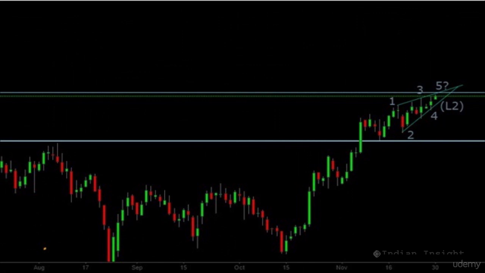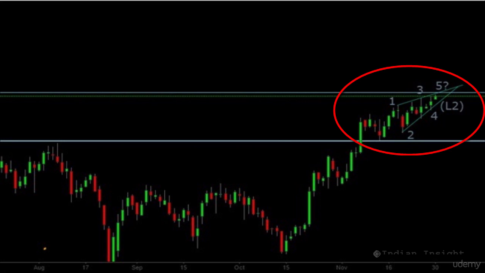Now this is a chart of dollar index. This chart was issued by us to our subscribers in December. Now this, as you see, is an ending diagonal pattern. It is broken into 5 waves, with each of the 5 waves divided into an ABC pattern.